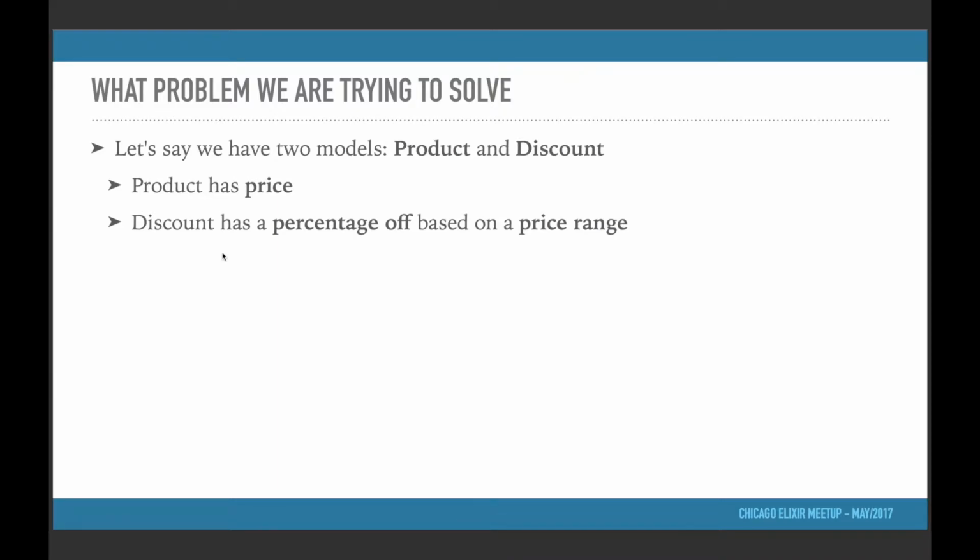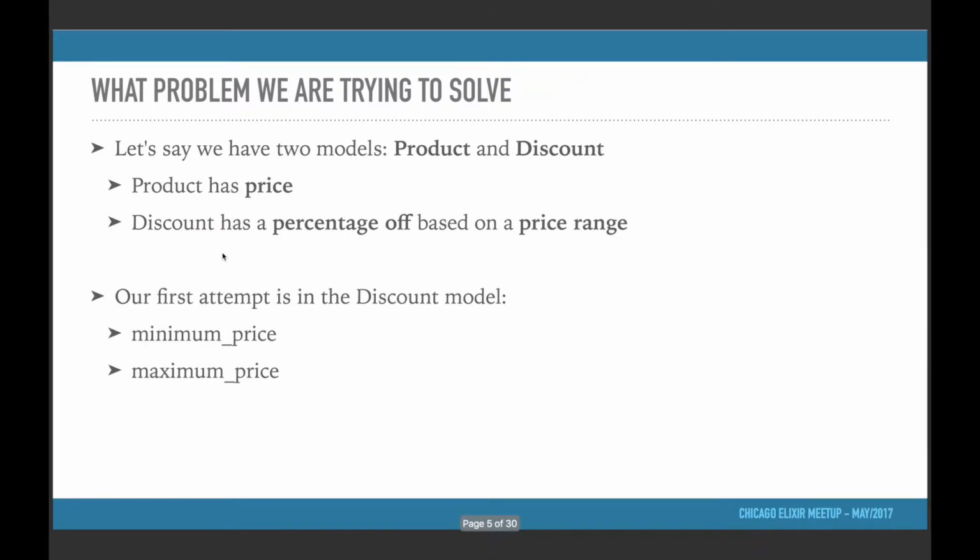So in a simplified way, let's say that we have a use case with a product and a discount, two models. Product has only a price, and discount has a percentage off based on the price range. So based on the price range, we can give a percentage off for that specific product. When you have a situation like that, the first approach that comes to mind is, okay, I can have a column minimum price, a column maximum price, and I query that to see if my product is inside that range.